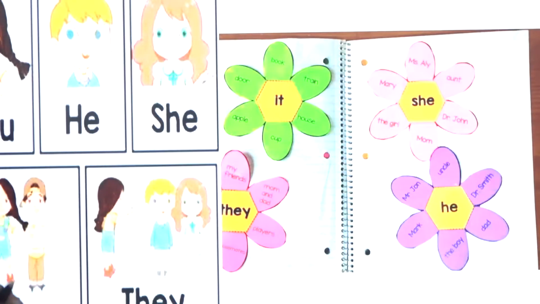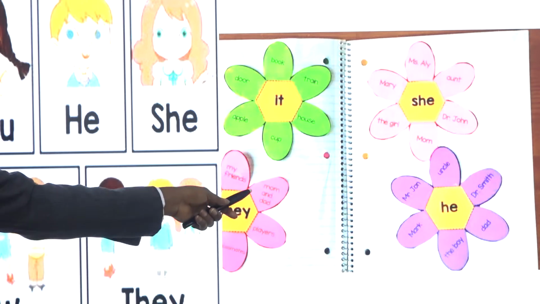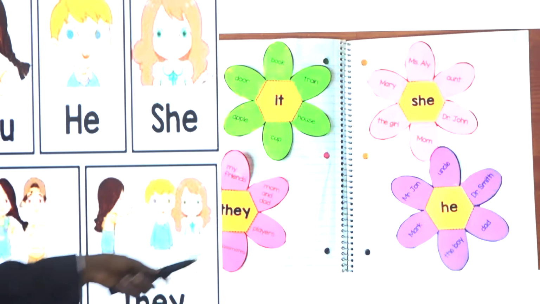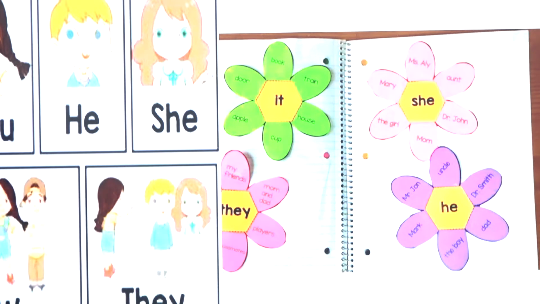My friends, instead of saying my friends, we can replace them with the pronoun they. Mom and dad, instead of saying mom and dad, we replace it with the pronoun they. Players, we can use they. Classmates, we can use they, and others.